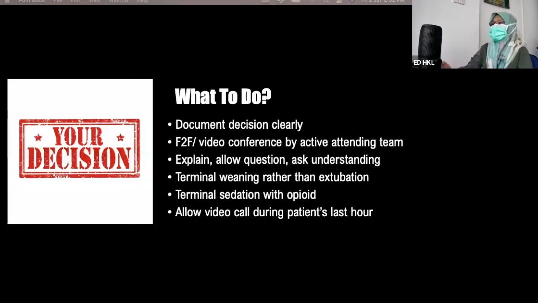Can? Okay, how to do that? After documentation, inform the family members, allow video call, terminal weaning rather than terminal extubation. Not too harsh, right? You give sedation, morphine, and give it while watching the last hours. Okay.